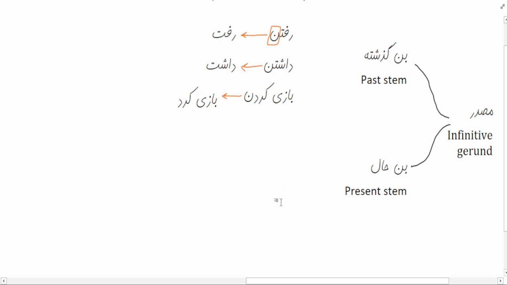For that reason, there are two ways you can deal with this. You can straightforwardly decide to memorize the present stem of every single mastar, every single infinitive or gerund. Okay, that is one approach you can take.